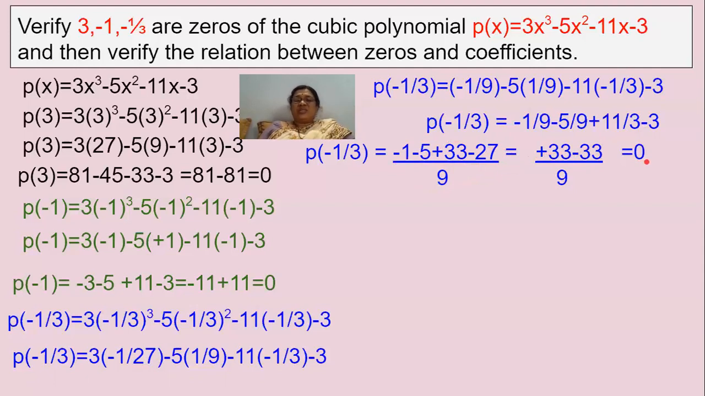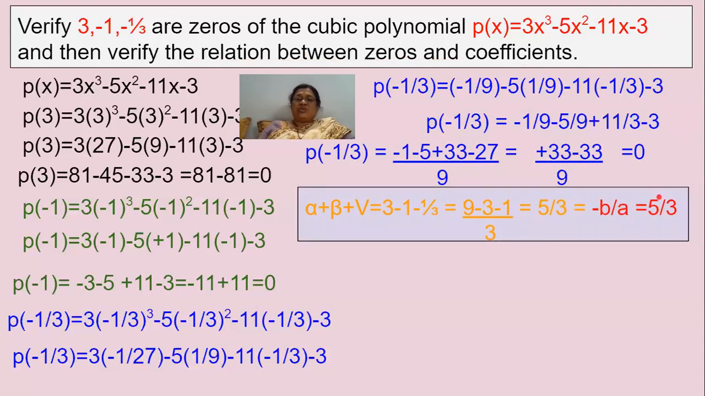So from this you can say that minus 1 by 3 is also a zero for the cubic polynomial. Is that finished? No. We have to verify the relation also, no? The relation between the zeros and the coefficients. Let us work out the relation also.